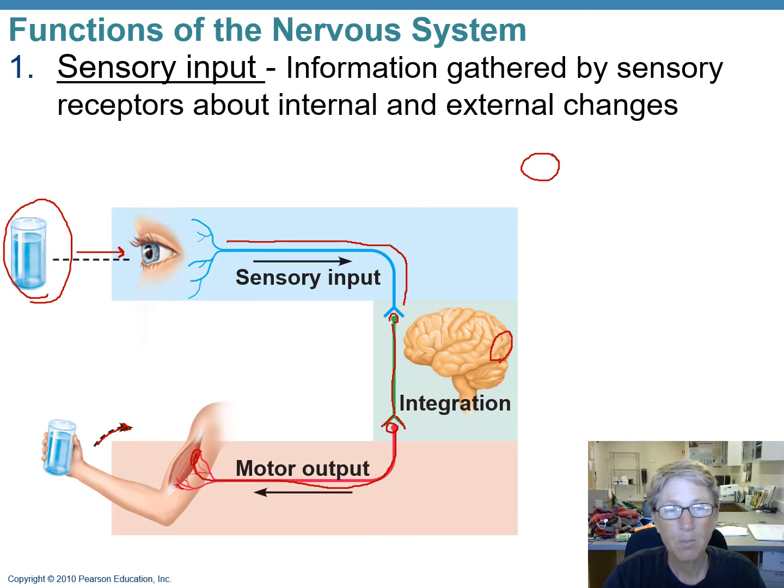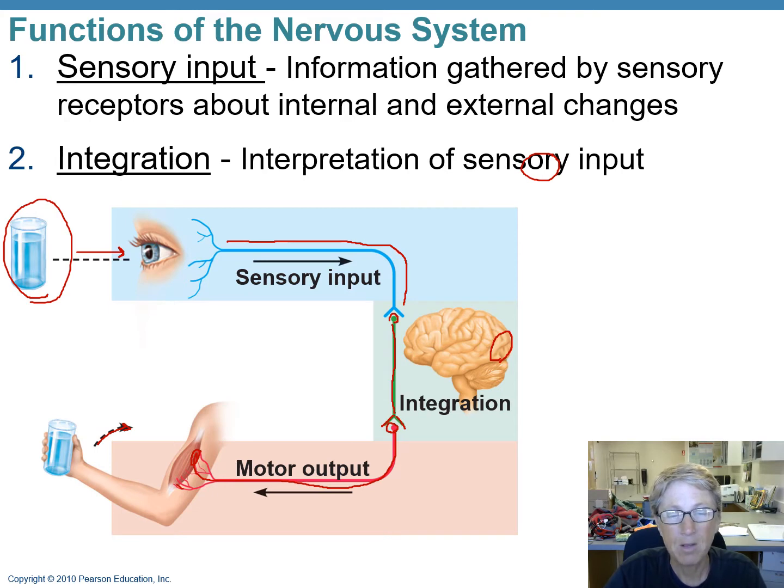So sensory input then is information gathered by sensory receptors about the internal and external environment. We'll talk about this when we do the eye special senses. There will be receptors in the retina that will allow sensory input into your eye. Integration then is done by these green neurons, or the interneurons. So that's how you interpret the sensory input. So how do you interpret this glass of water?